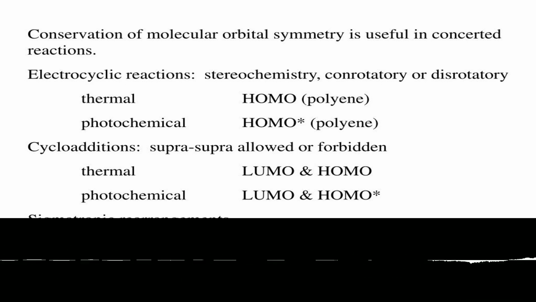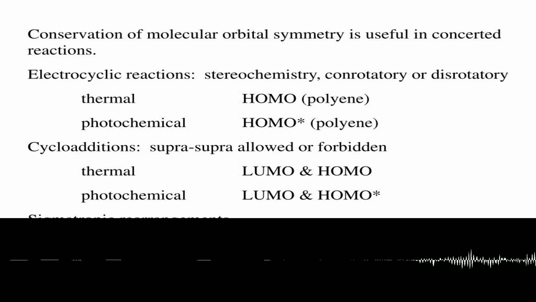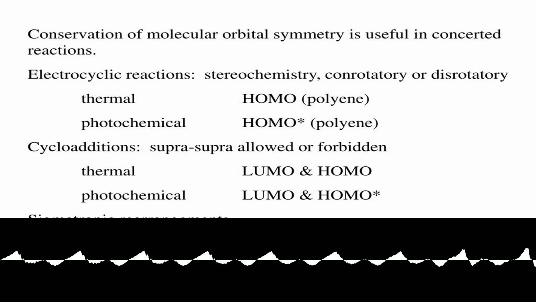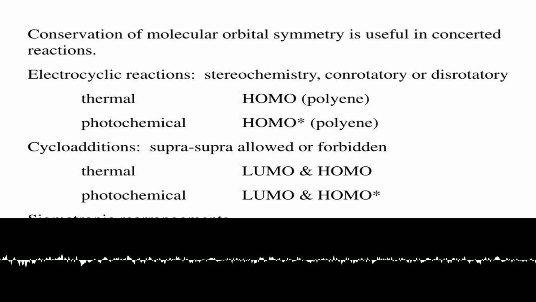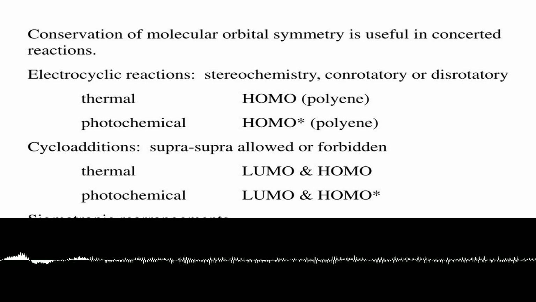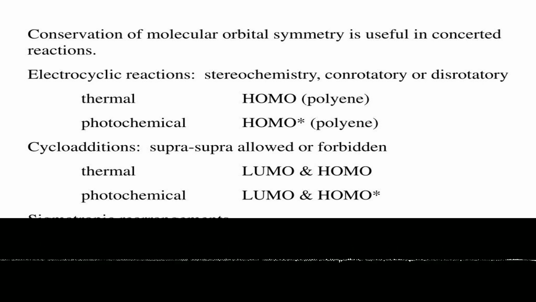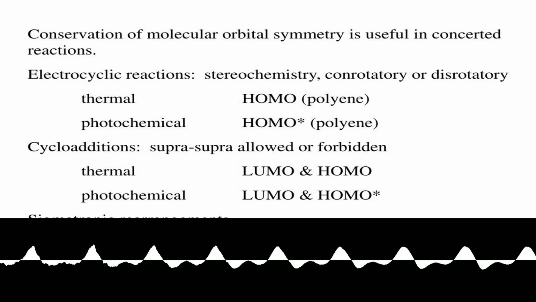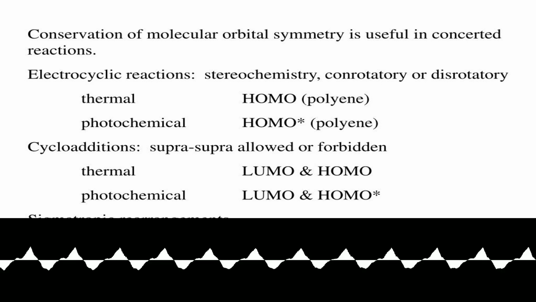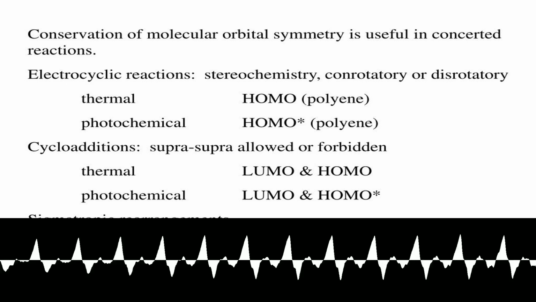Woodward and Hoffmann pinpoint the symmetry of the highest occupied molecular orbital as the critical determinant for a thermal electrocyclic reaction involving a 4n pi electron system, like a butadiene derivative. The highest occupied molecular orbital possesses the appropriate symmetry for a conrotatory process. Conversely, for a thermal electrocyclic reaction involving a 4n plus 2 pi electron system, like a hexatriene derivative, the highest occupied molecular orbital symmetry favors a disrotatory process.